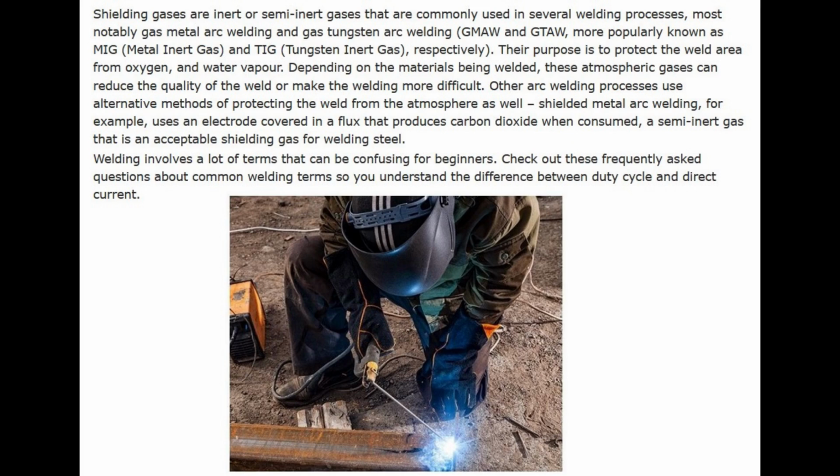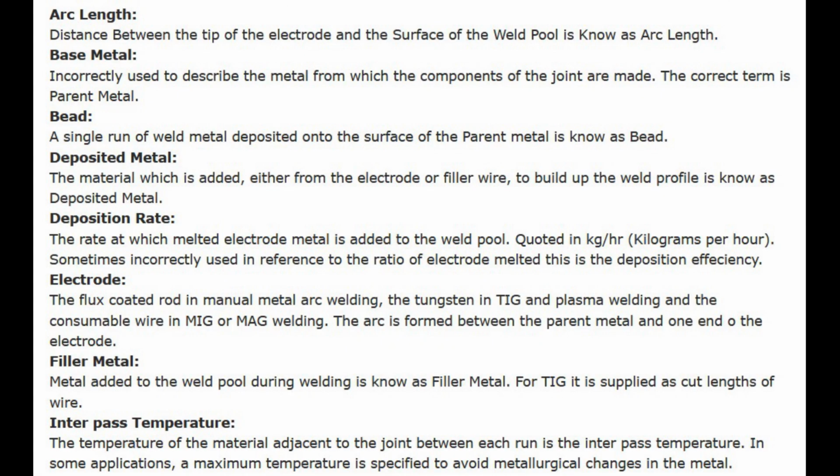Welding involves a lot of terms that can be confusing for beginners. Check out these frequently asked questions about common welding terms so you understand the difference between duty cycle and direct current. Arc length. Distance between the tip of the electrode and the surface of the weld pool is known as arc length. Base metal, incorrectly used to describe the metal from which the components of the joint are made. The correct term is parent metal.